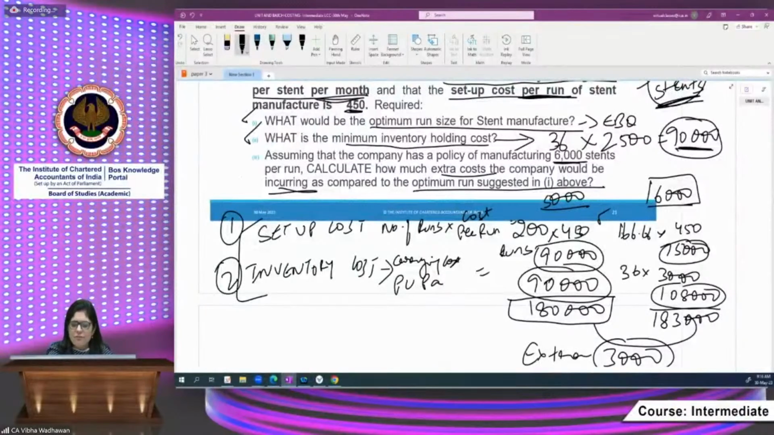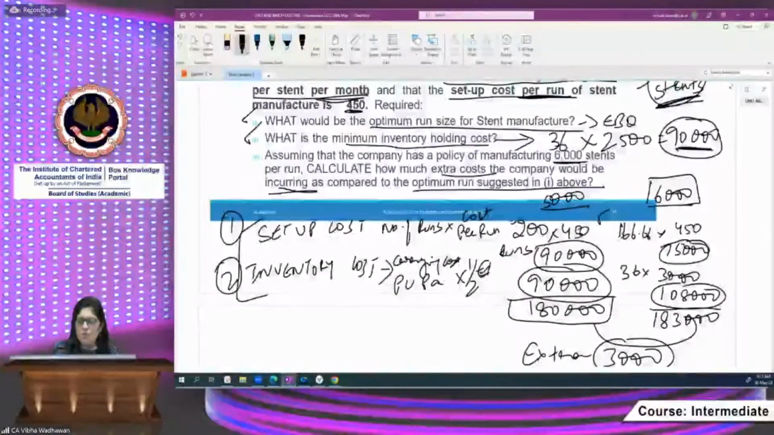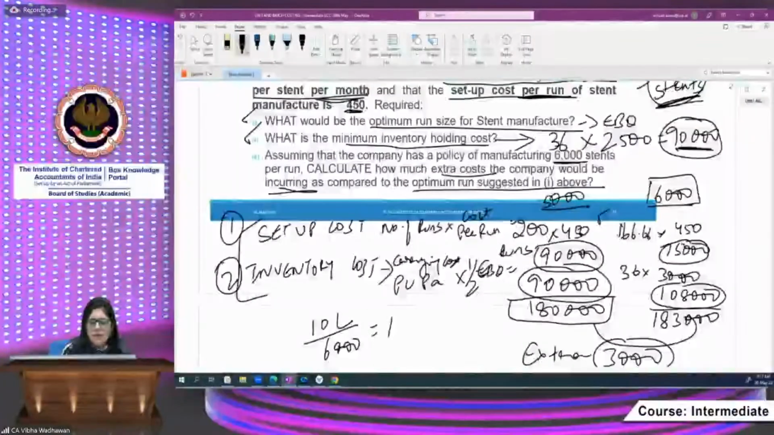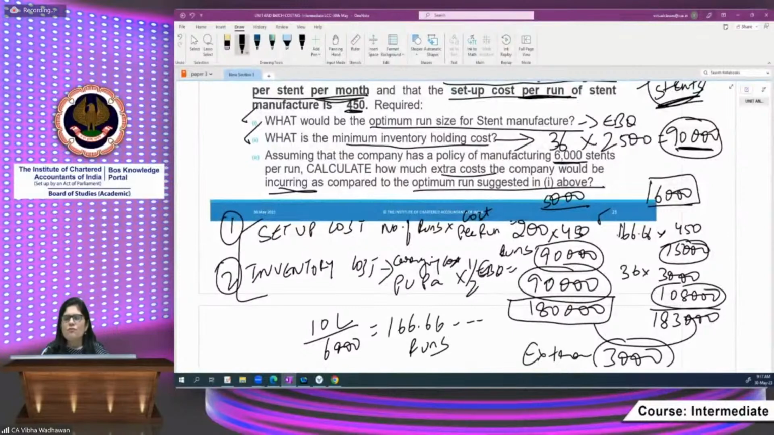Inventory carrying cost, I've told you, is carrying cost per unit per annum into half of EBQ. Into half of EBQ, it will come to 90,000. And I told you at EBQ, the setup cost and inventory cost will be equal. Now, if we calculate for 6,000 units, the company is not following EBQ, it is following 6,000 units. So how many runs, how many batches do we have to do? 10 lakh divided by 6,000 comes to 16.6666 runs or batches into 450 per batch.